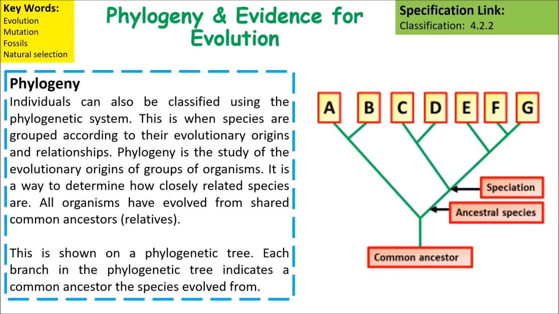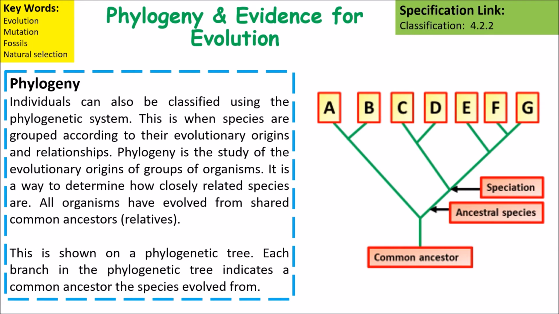Individuals can also be classified using a phylogenetic system. So this is when a species are grouped according to their evolutionary origins and relationships. So phylogeny is the study of evolutionary origins of groups of organisms. It's also a way to determine how closely organisms are related and see where they have common ancestors. So this is shown on a phylogenetic tree.